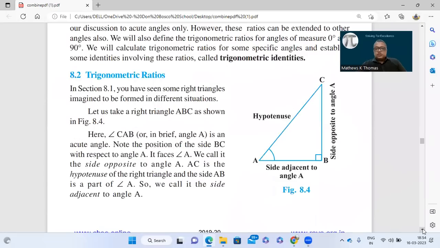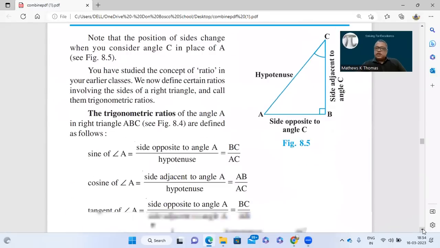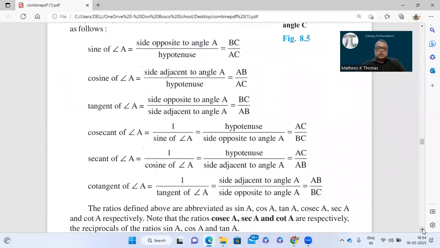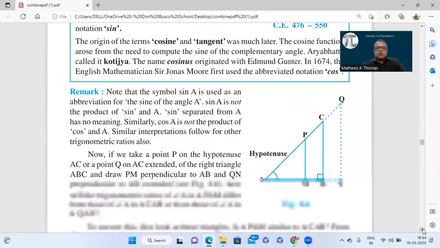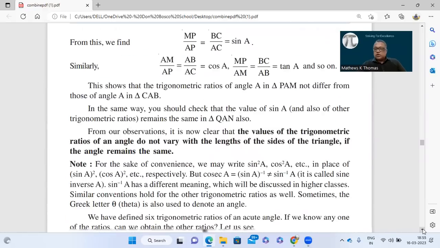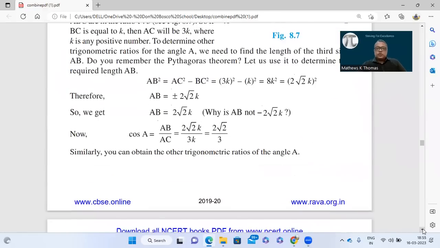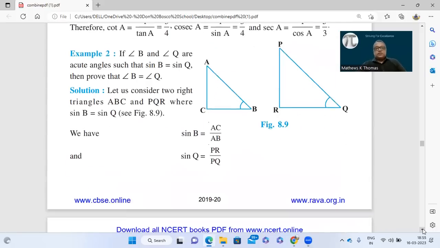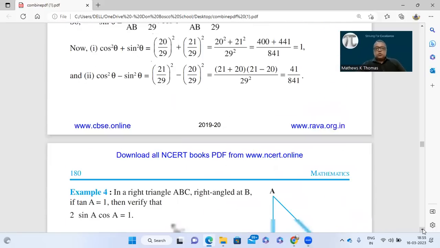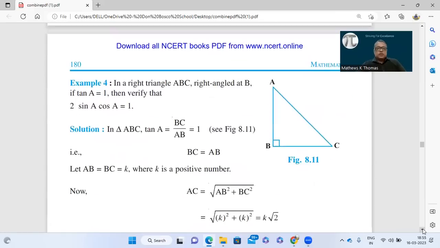In this, the first exercise, sine, cos, tan, cosec, sec, cot, all the 6 trigonometric ratios, please do this thoroughly. And remember the values of 0, 30, 45, 60, because any question can come. So for practice, we can do all these types of questions.